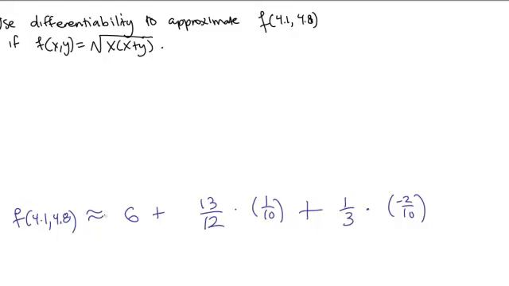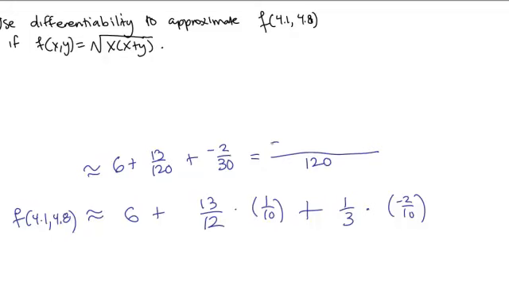And so now we have an approximation. f of (4.1, 4.8) is approximately 6 plus 13/12 times 1/10 plus 1/3 times negative 2/10. So if we were to clean this up, that's approximately 6 plus 13/120 plus minus 2/30. Now if we were to put those on a common denominator, the denominator would be 120.